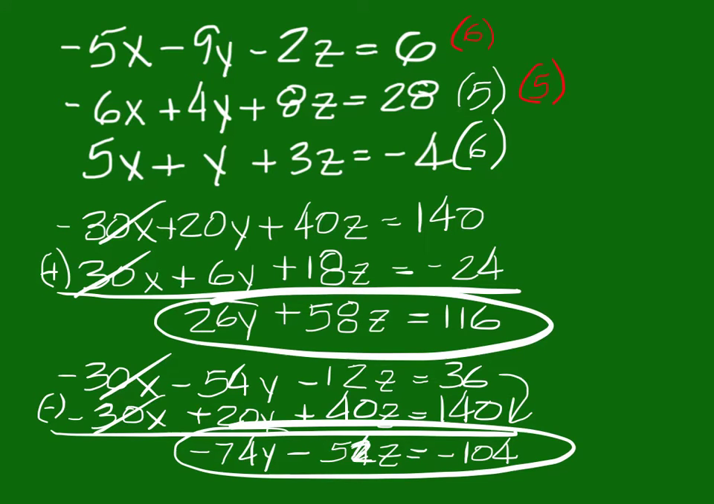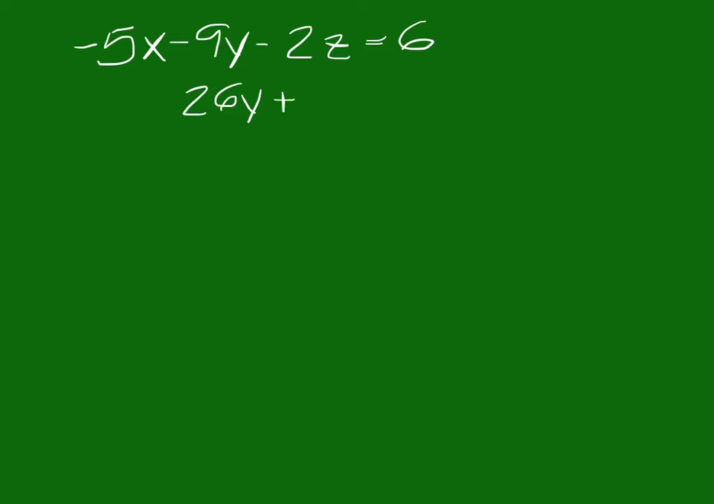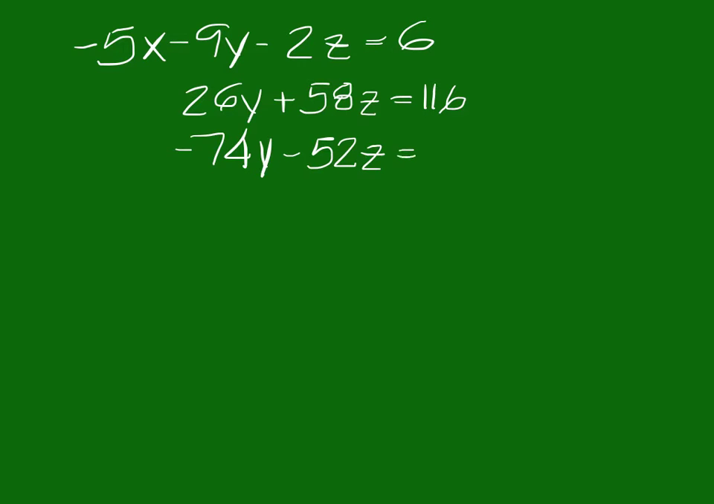We're going to move over to the next screen and write the first equation and then the 2 that we created. So now we should have -5x minus 9y minus 2z equals 6, and then the 2 we created are 26y plus 58z equals 116, and the last one is -74y minus 52z equals a -104.